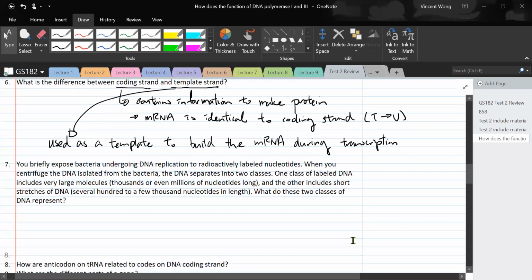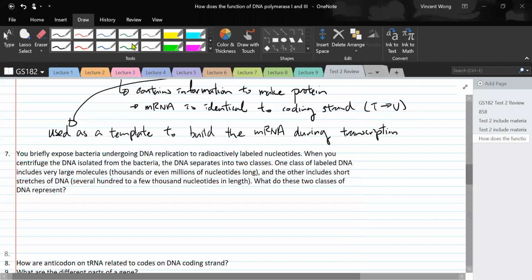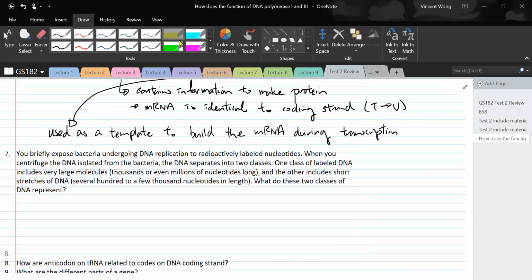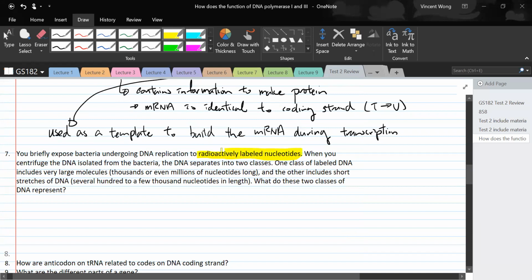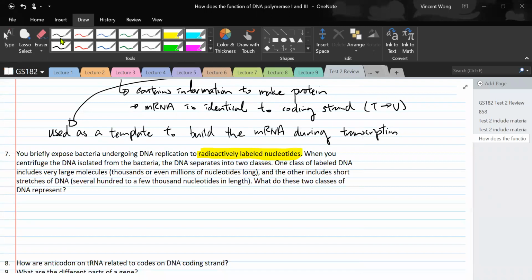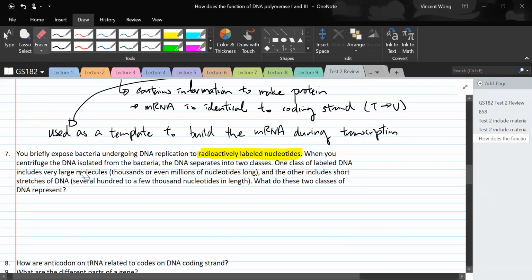All right, next one. You briefly expose bacteria undergoing DNA replication to radioactively labeled nucleotides. All that means is you will be able to track these nucleotides because of the label. When you centrifuge the DNA isolated from the bacteria, the DNA separates into two classes. One class of labeled DNA includes very large molecules, thousands or even millions of nucleotides long, and the other includes short stretches of DNA, several hundreds to few thousand nucleotides in length. What do these two classes of DNA represent?